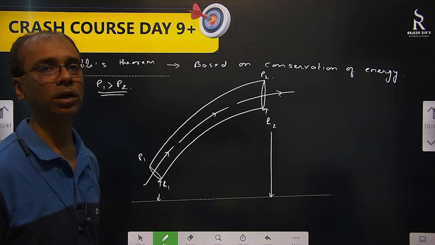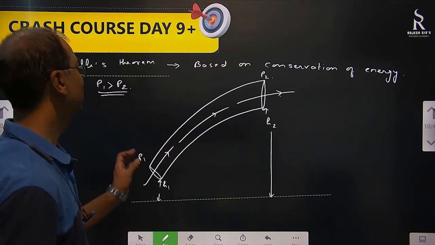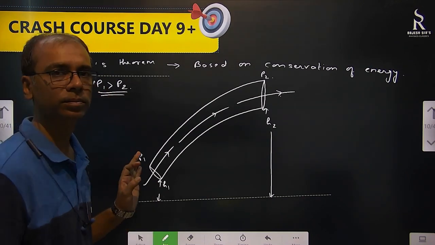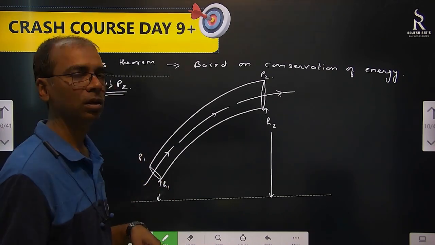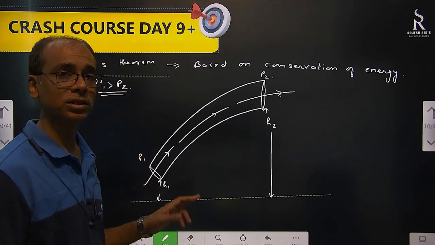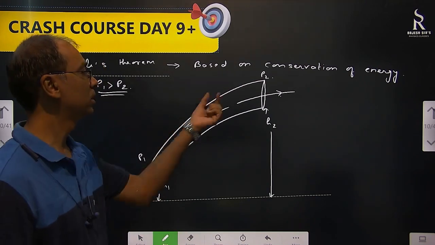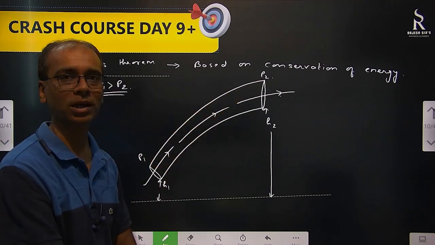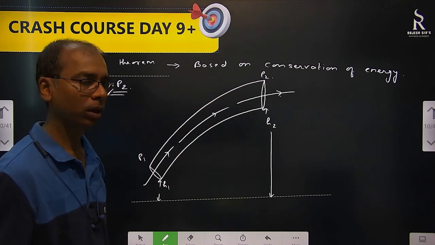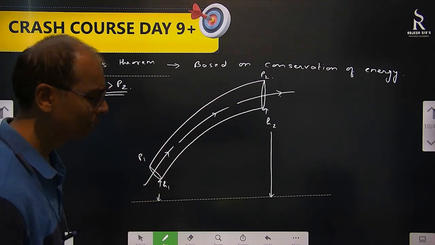And what will we do? We will apply the work energy theorem. So we will say that the work done by force due to pressure, plus the work done by gravitation, because you are increasing the level also in the diagram, is equal to the change in kinetic energy. We are not deriving it here.